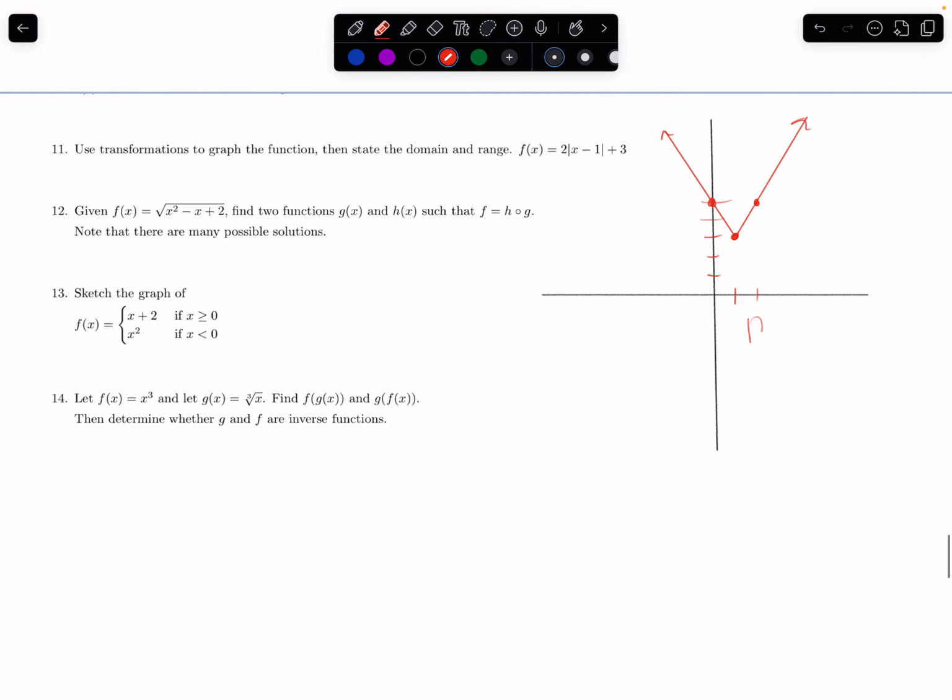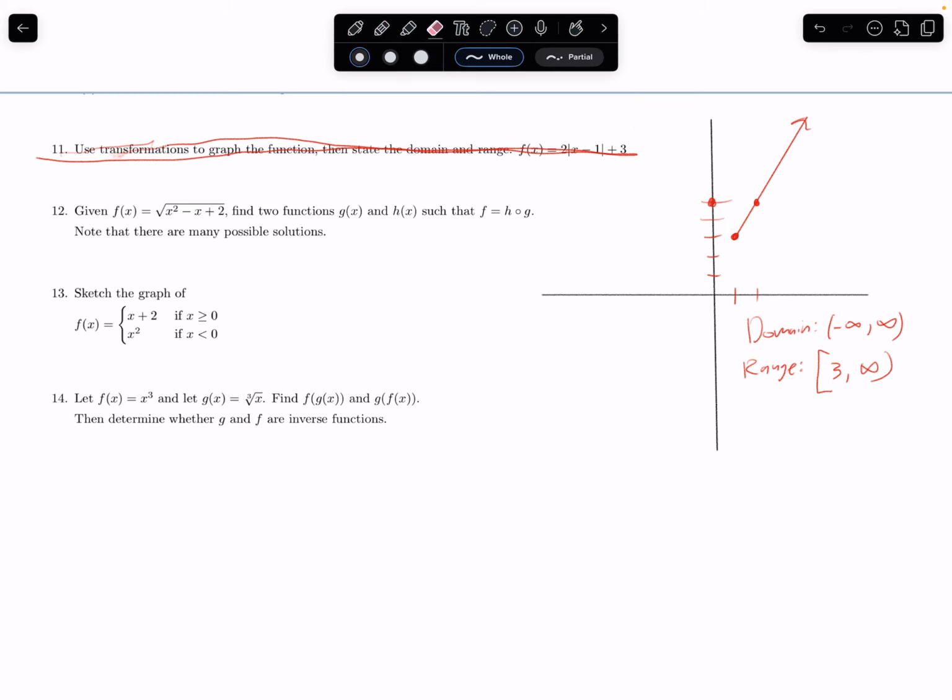And it's pretty obvious, right? Domain is everything. And then the range is, oops, I always forget to write the hard bracket there. Hard bracket because this point is included, starting from 3 and going on upwards forever. Okay, so that was 11 we just did. 11 done.